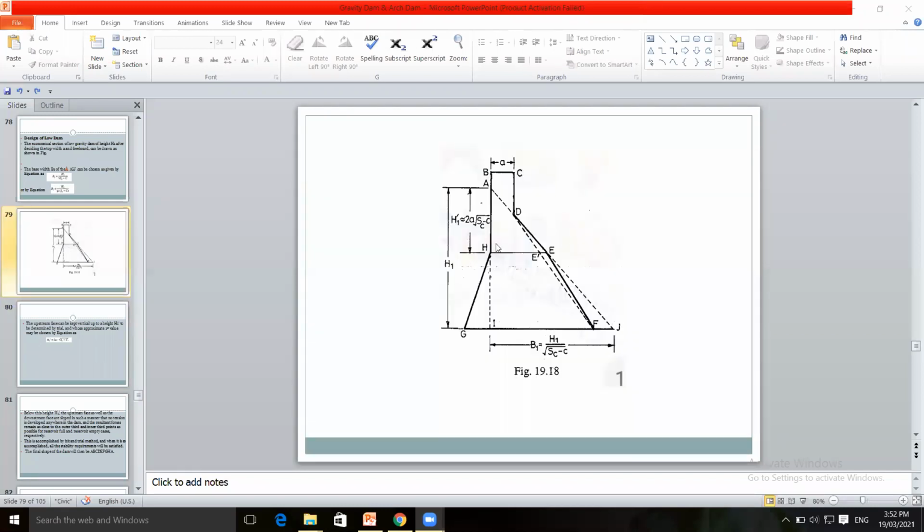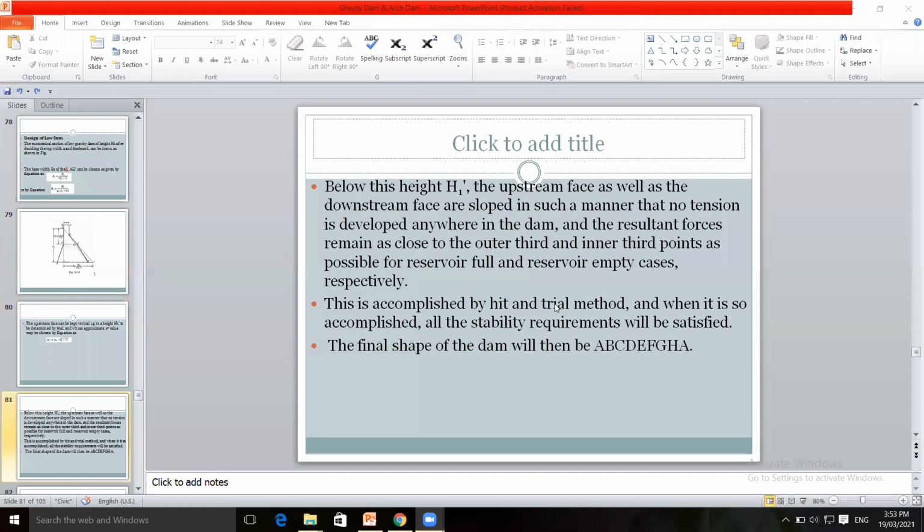After using these conditions, providing this top width for roadway, road construction, and providing a freeboard, this is the final profile of the gravity dam.